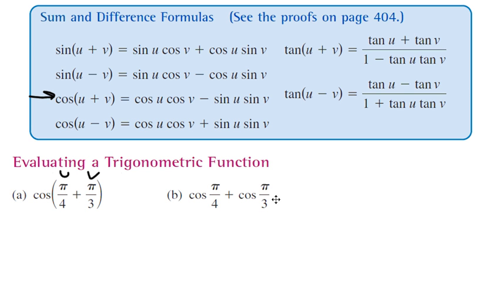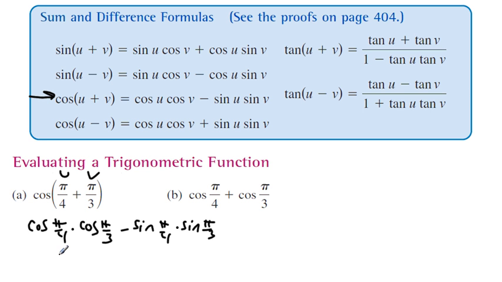All right, let's go ahead and just plug it in then, right? So cosine of pi over 4 times the cosine of pi over 3 minus the sine of pi over 4 times the sine of pi over 3. Okay, now let's just go ahead and simplify each one of those.